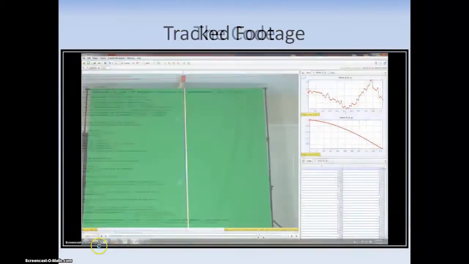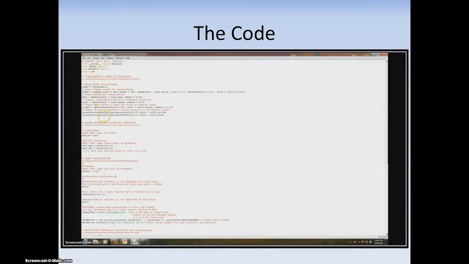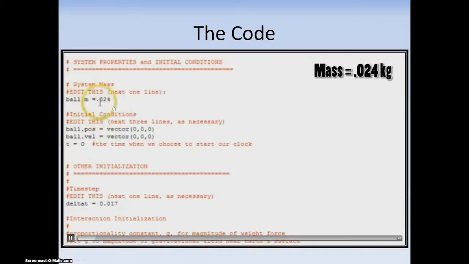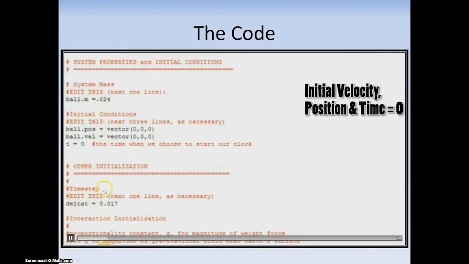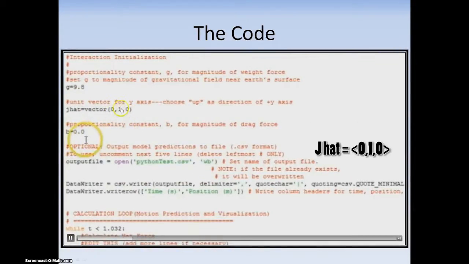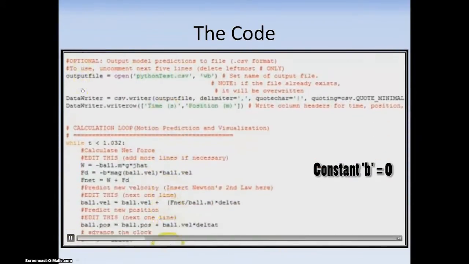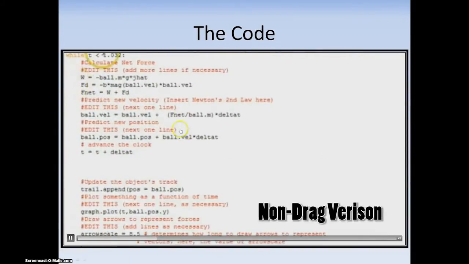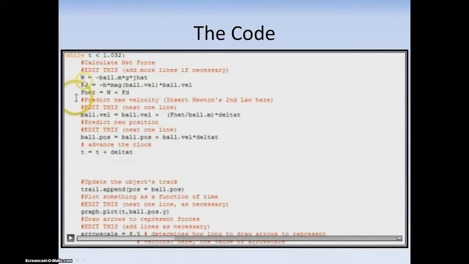Okay, so moving on. Here's the code. The mass is 0.024 kilograms, as I said before, and position and time are everything 0. The delta t is 0.017, here's the j hat, 1, the y direction, g is 9.8, and I'm keeping b 0 right now, so there's no drag. This is the non-drag model. Notice right here that w is equal to negative mass times gravity times j hat. This is the equation for weight from earlier, and same for the drag force here. And to find F net, it's weight plus the force of drag.